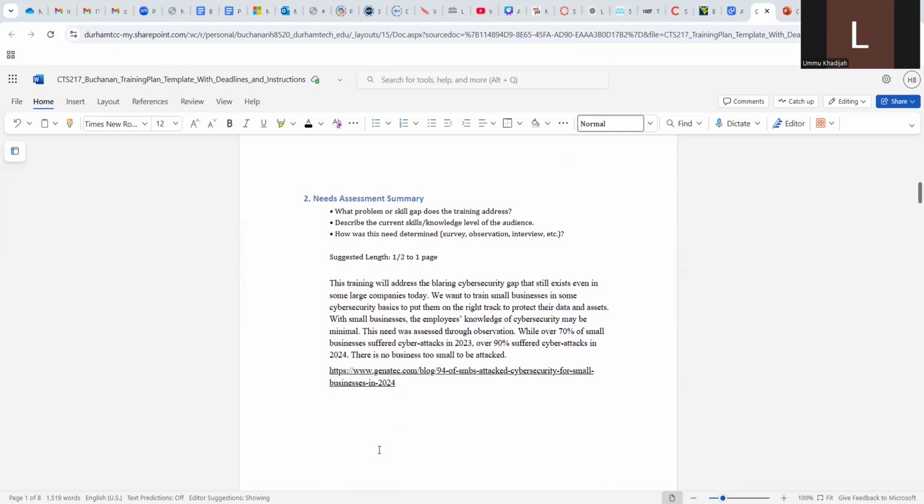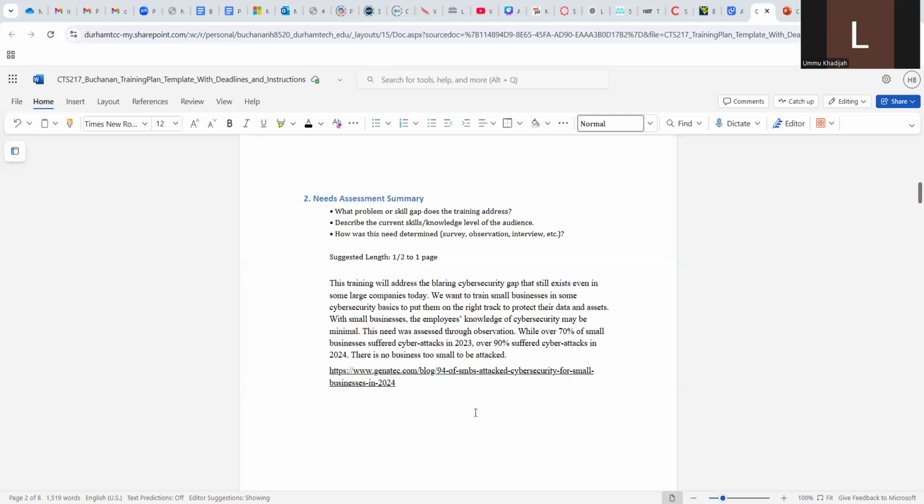The needs assessment. How was this need determined? It was determined through observation. There is still a blaring cybersecurity gap that exists. Even in some large companies today, we continue to hear on a regular basis about data breaches. So we want to train small businesses in some cybersecurity basics to put them on the right track and learn how to protect their data and their assets.